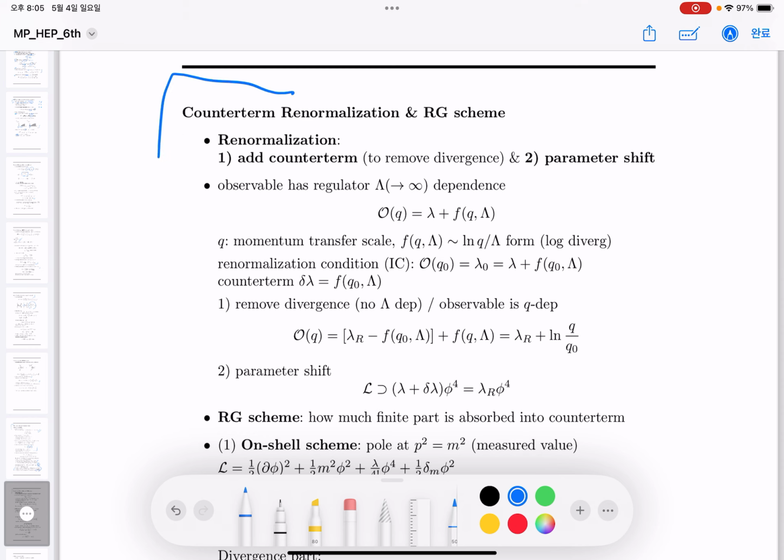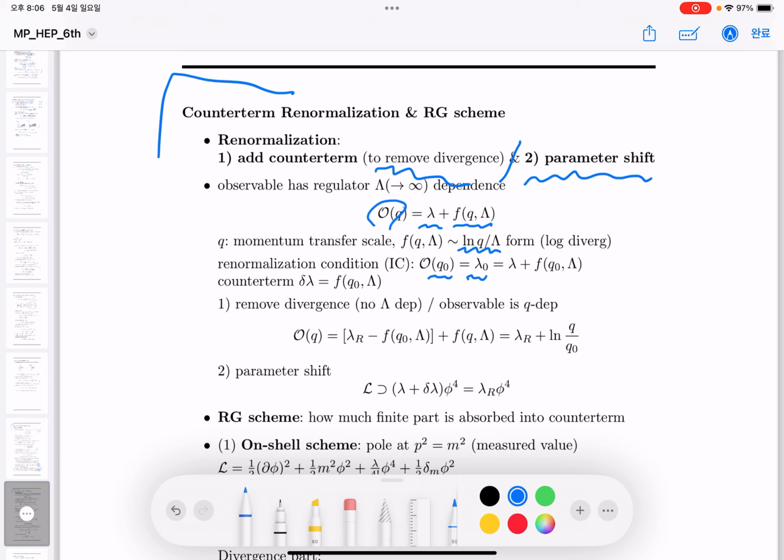So now I will explain the main reasons for the renormalization. Renormalization is a counterterm to remove the divergence, and this shifts the other parameters. For example, there will be some observable, some capital O, arising from some coupling lambda, and at the loop level there will be some divergence terms in a logarithm form, and we can impose the renormalization condition at some scale q0. The observable is the same as lambda 0.